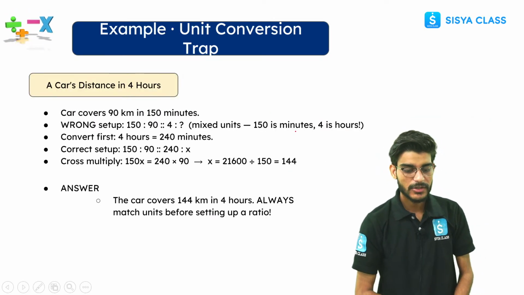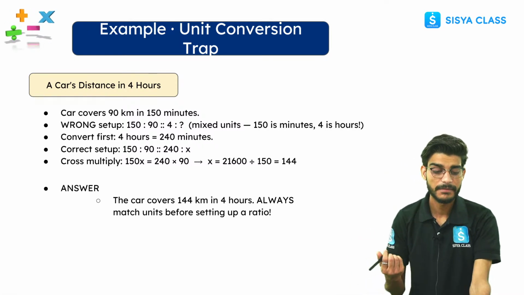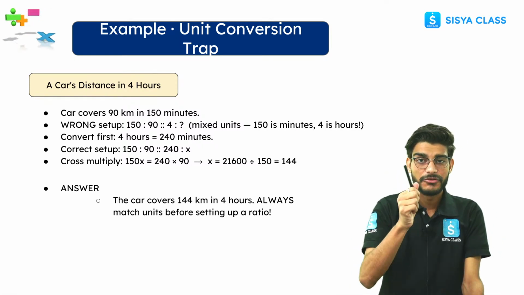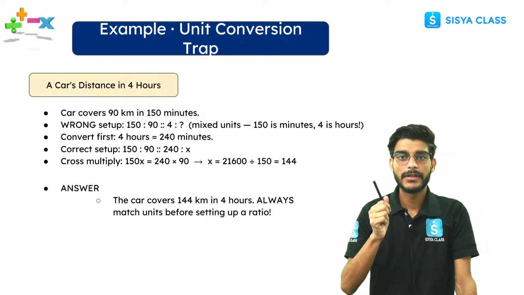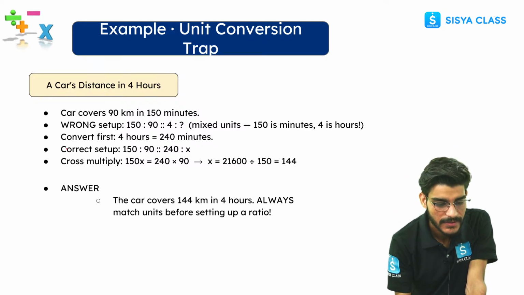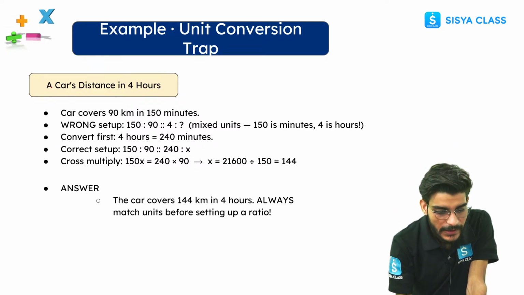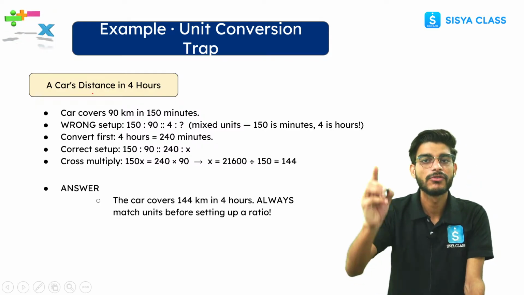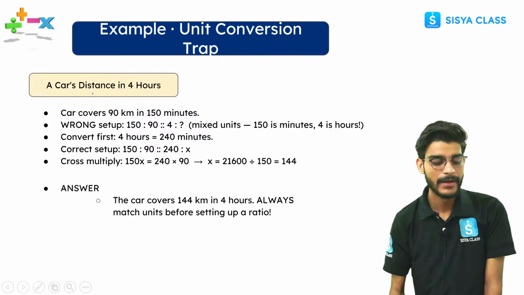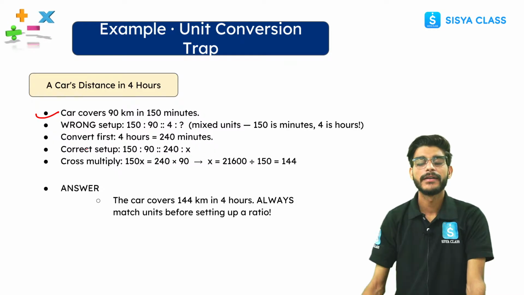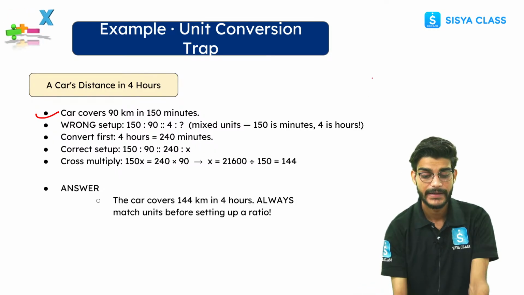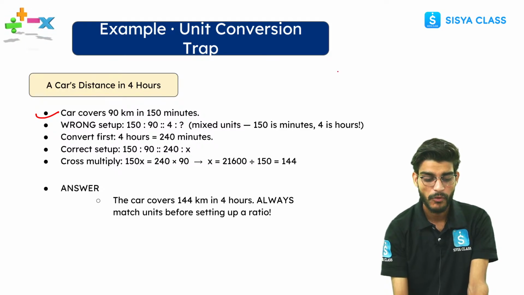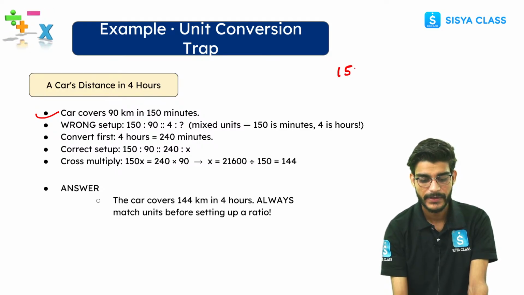Let's do some examples of unit conversion. Unit conversion means you should remember the unit given in the question. Otherwise, our answer will be wrong. How? See, you have to find a car's distance in 4 hours. Suppose a car covers 90 kilometers in 150 minutes. Basically, it says that for 150 minutes, it is covering 90 kilometers.